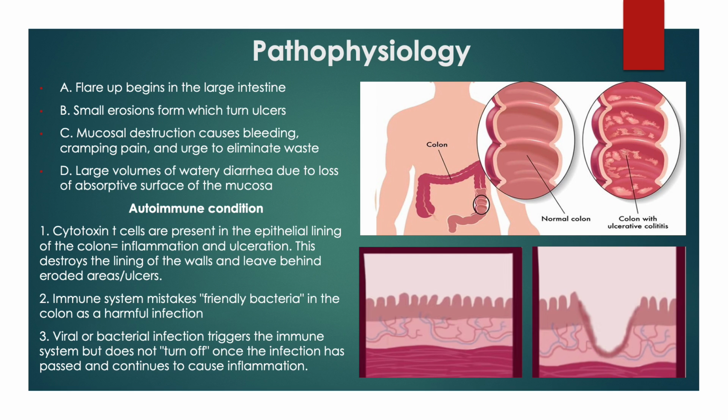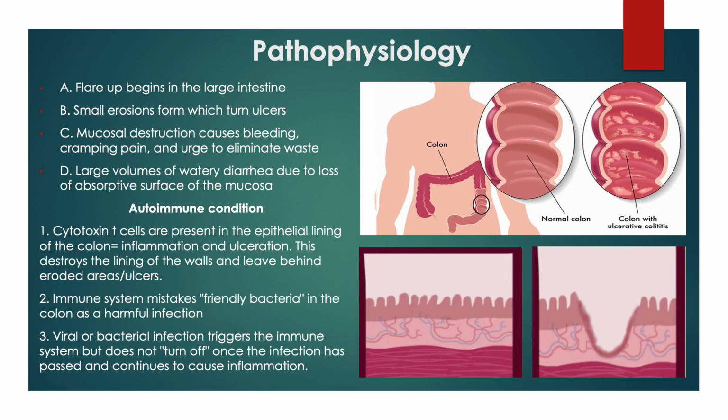The pathophysiology of ulcerative colitis begins with a flare-up in the large intestine, followed by small erosions that form and they turn into ulcers. On the picture on top, we can see a normal colon, and on the right, we see what a colon with ulcerative colitis has, and all the white patches are the ulcerations, followed by mucosal destruction causing bleeding, cramping, and urge to eliminate waste.